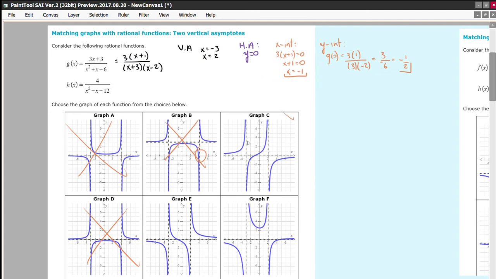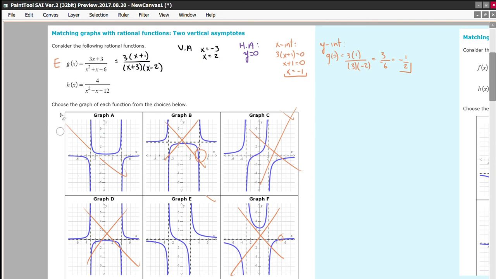So this one could be it. This one obviously is not because it has an x-intercept in 3. And this one can also possibly be. Now, the y-intercept. Notice that the y-intercept for this function is y equals -1. This one has a y-intercept in +1, so this one cannot be. So lastly, this function does have the y-intercept in -1/2, so the appropriate answer would be graph E.